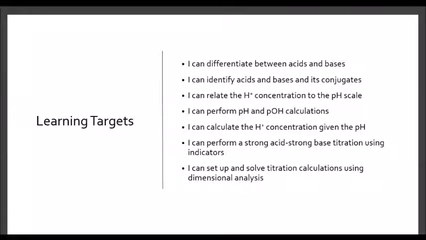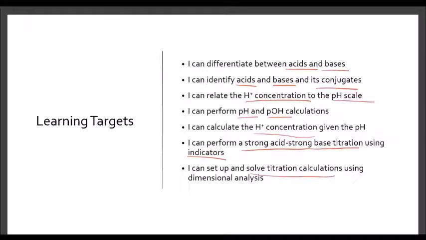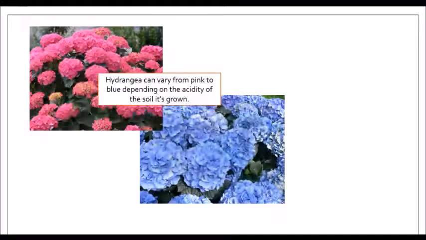Learning targets. Differentiate between acids and bases. Identify acids, bases, and their conjugates, conjugate acid-base pairs. Relate hydrogen concentration to the pH scale. Perform pH, pOH, and hydrogen concentration calculations as well. Strong acid, strong base titration using indicators, and set up and solve titration calculation problems using dimensional analysis.